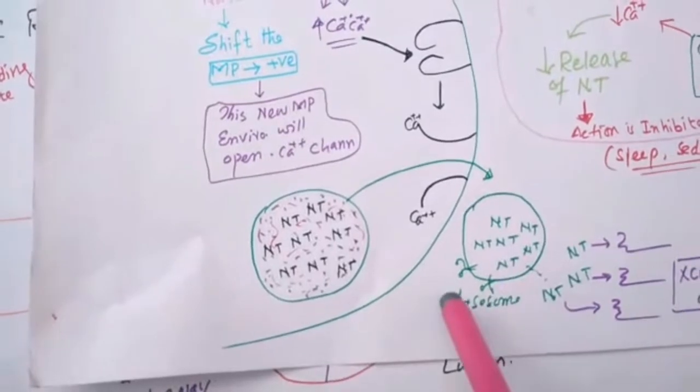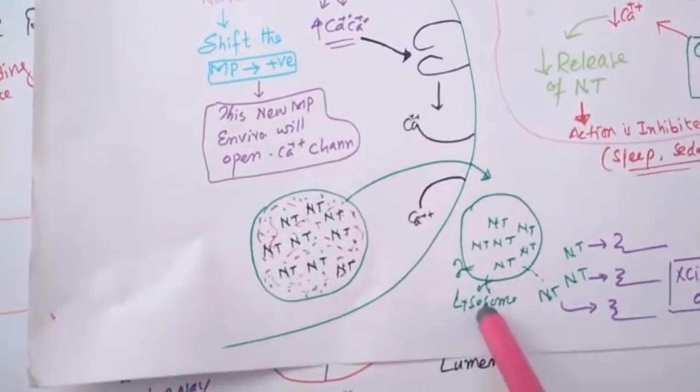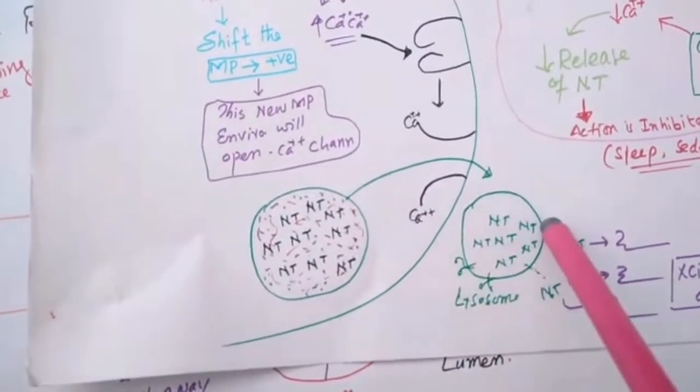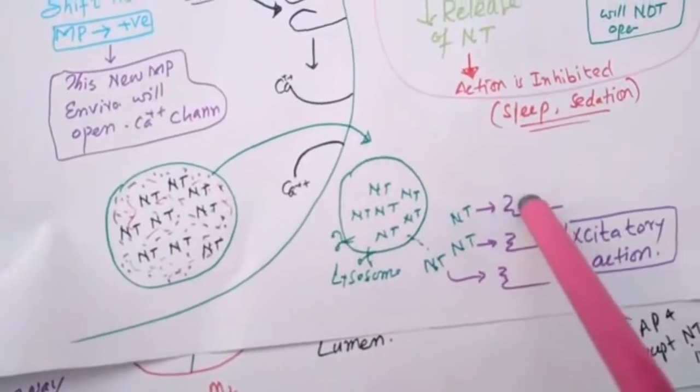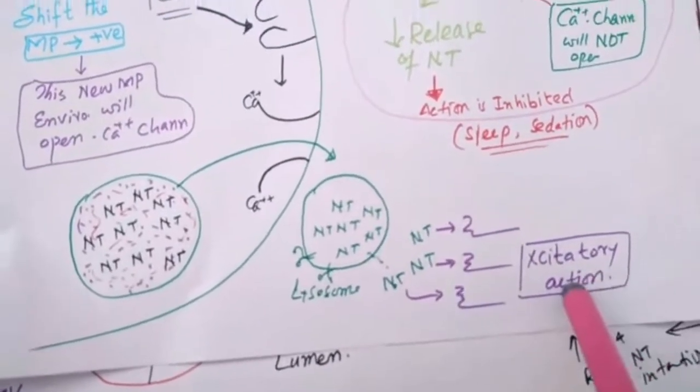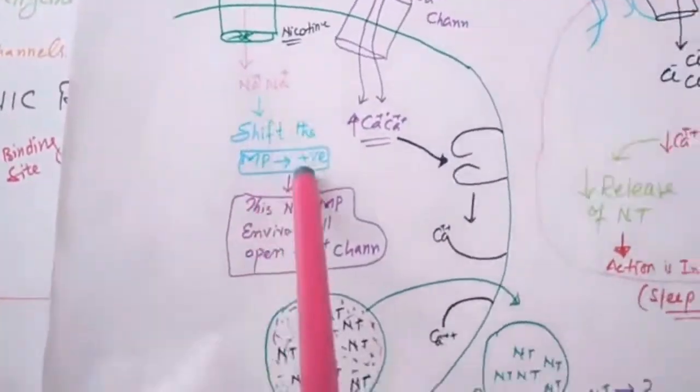In the synapse, there is also lysosome released, cutting this packet and releasing the neurotransmitter, which will activate its receptor, and this is known as excitatory action. So nicotinic receptors are excitatory.